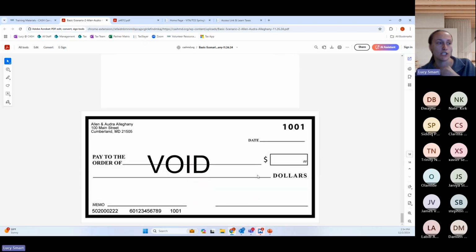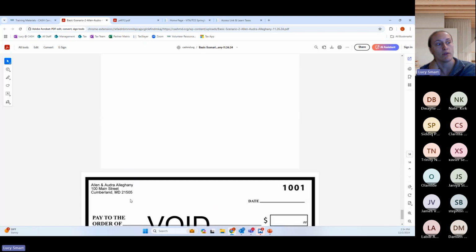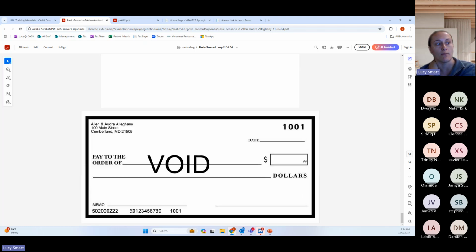And then finally, they gave us a void check. Essentially what this does is gives us their bank account information so that we can give them a direct deposit. We've got their routing number and account number.